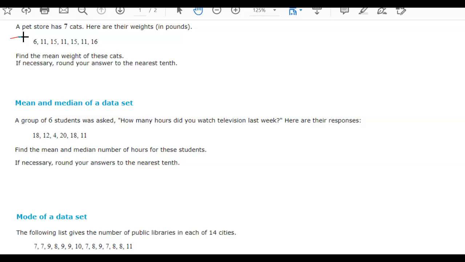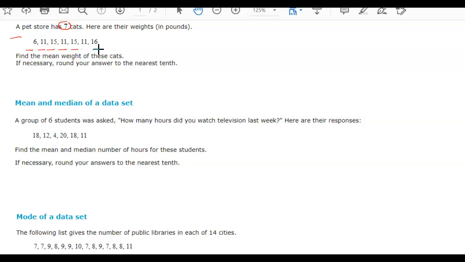So we're going to have to take these numbers here. This 7, to know that the number of cats we have is 7. That's going to be important. Okay. So we're going to go ahead and add up 1, 2, 3, 4, 5, 6, 7 numbers. So let's go ahead and take care of that. So we're going to do 6 plus 11 plus 15 plus 11 plus 15 plus 11 plus 16.